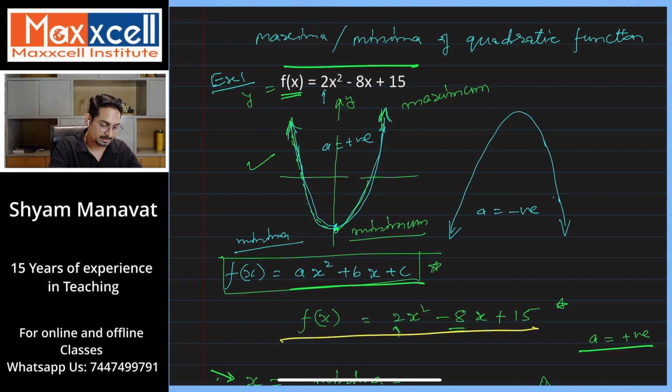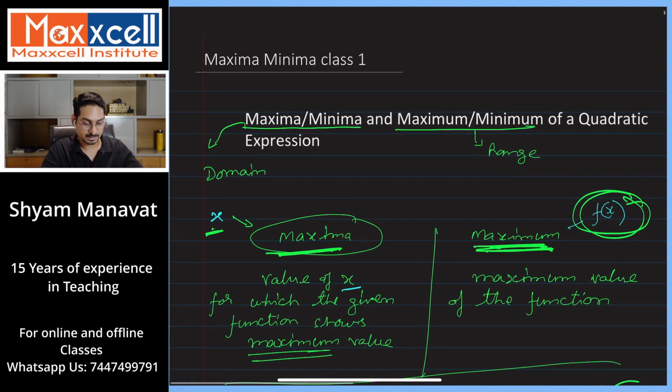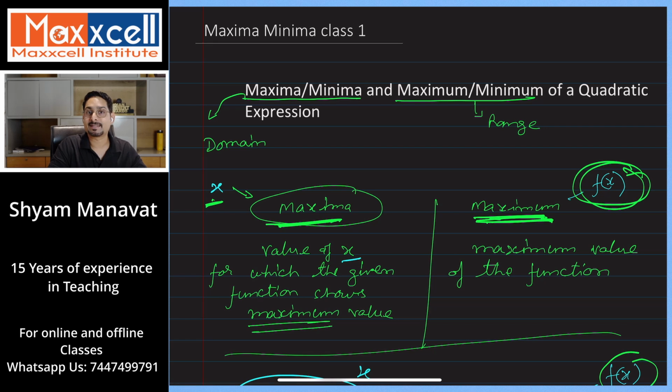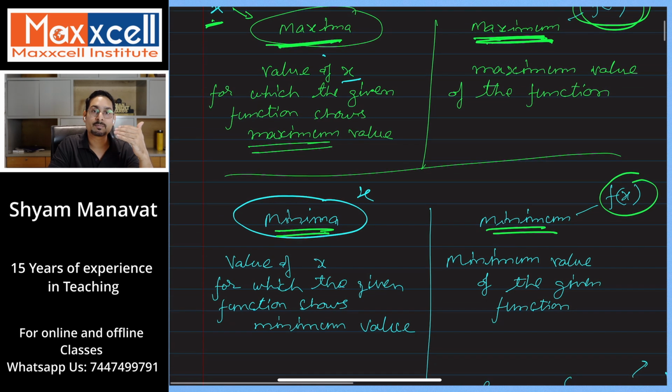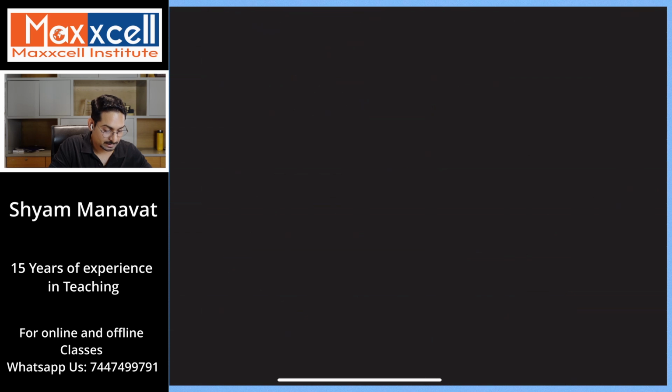In the previous lecture we have discussed what is maxima? The value of x for which the function shows maximum value. What is minima? The value of x for which the function shows minimum value. So maxima and minima are what we need to understand. Maxima is the value of x for which the function shows maximum value. Minima is the value of x for which the function shows minimum value. This is what we have discussed in the previous lecture.